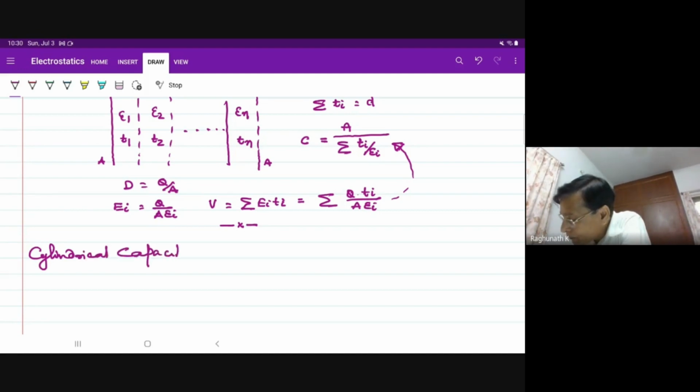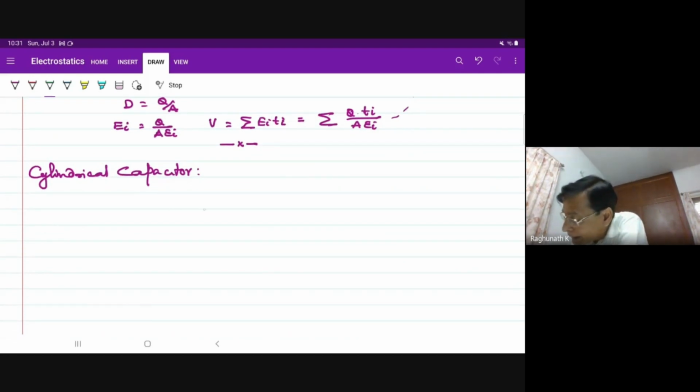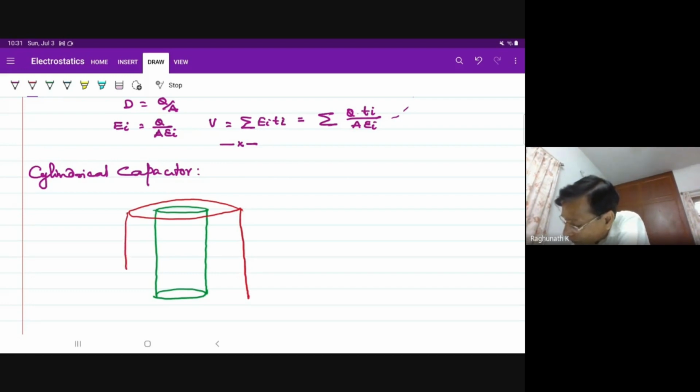Cylindrical capacitor. You saw maybe all electrolytic capacitors are cylindrical capacitors. A cylindrical capacitor consists of two coaxial cylinders of radii A and B, separated by a dielectric region.